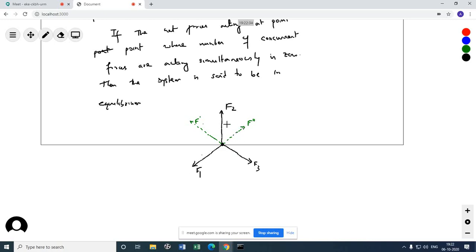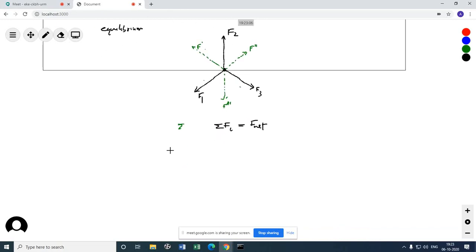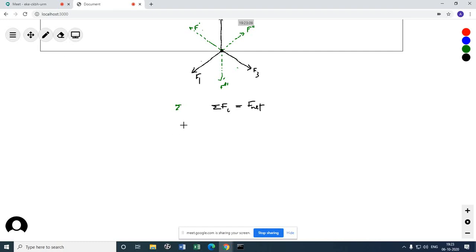So they cancel each other. Similarly, F1 and F3's resultant is F triple dash, which is equal and opposite to F2. Hence they cancel out. Got my point? When this happens, we will say that the net force, sum of Fi, is equal to F net, as we know. But when this happens, F net is 0.